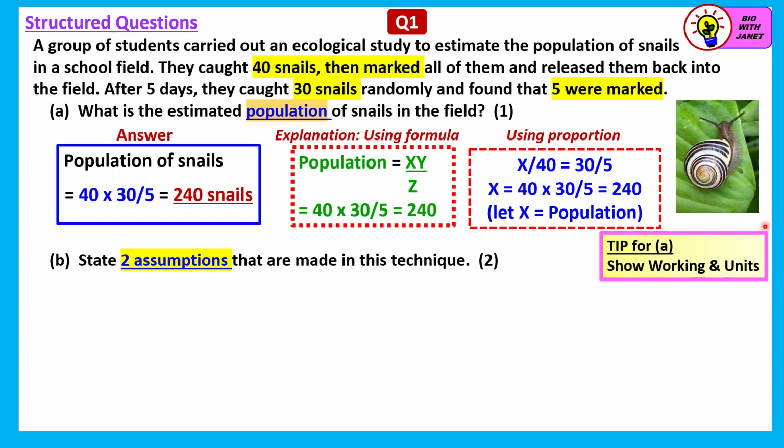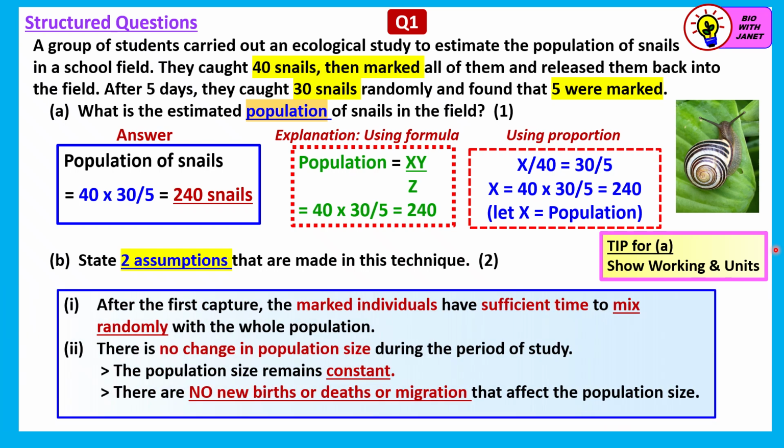What are two assumptions that you made in this technique? Take note here that I've shown the working for A and also the units, which are snails or individuals. State two assumptions that are made in this technique. Number one, after the first capture, the marked individuals or snails have sufficient time to mix randomly and uniformly with the whole population. Put randomly. And number two, there's no change in the population size during the period of study. The population size remains constant. No new births or deaths or migration that affect the population size. So 1 mark for each assumption.